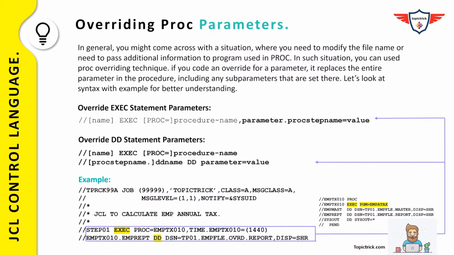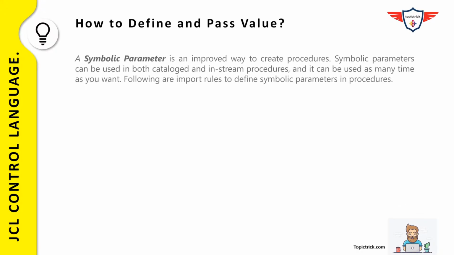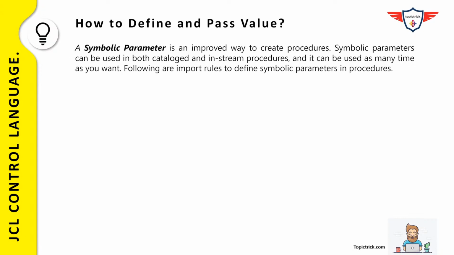Now let's talk about another important topic, that is JCL symbolic parameters. They're very important from a programmer's perspective, because with the help of JCL symbolic parameters, you can write catalog and in-stream procedures in a more generalized way. With the help of the SET statement, you can set the value of these parameters, and those catalog and in-stream procs can be used across multiple jobs. You only need to change those parameters with the help of the SET statement.